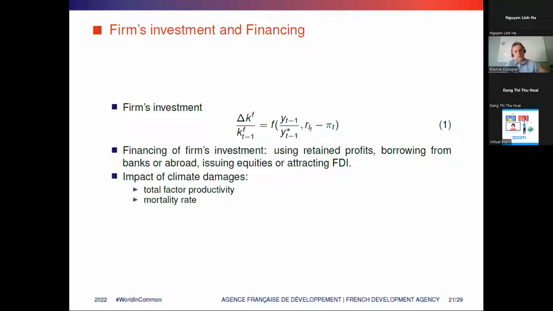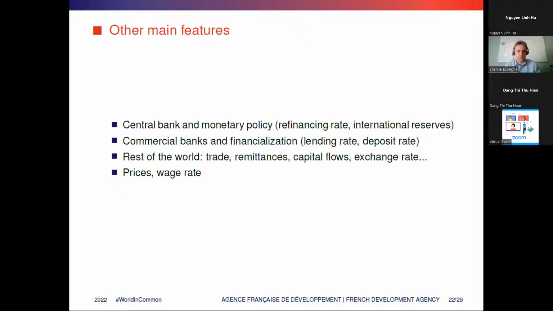Then the climate change impacts on firms come from two different channels. The channel of total factor productivity will heavily affect the dynamics of investment, and then the mortality rate will reduce the availability of workers to work in the productive sectors, of course.